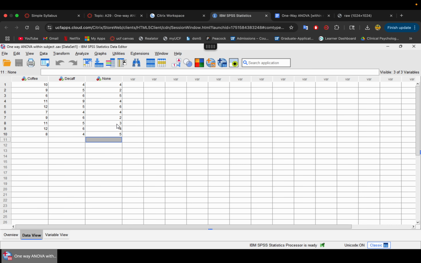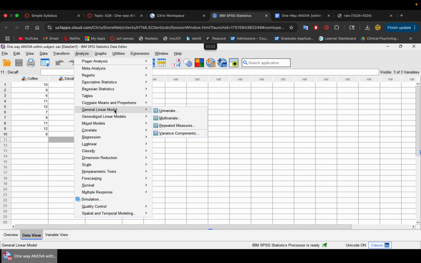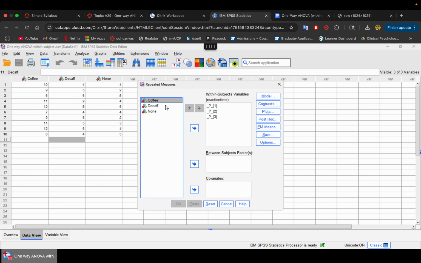So we have our data set right here. What we're going to do is go to Analyze, then Means, and actually General Linear Model. We're going to go to Repeated Measures. We're going to do reaction time, if I can type it right. And then there's going to be 3 levels. That's all we need to do here. We're going to click Define.